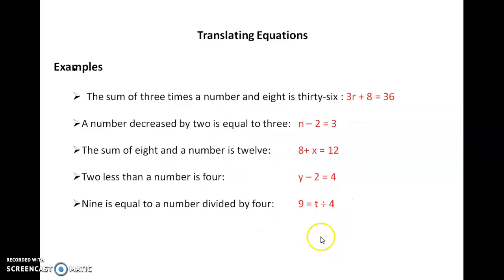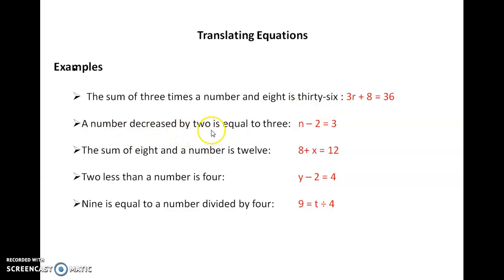Next, translating equations. Most of the time we may have to translate English sentences. We have to form and convert that into equations. So we just see: the sum of 3 times a number and 8 is 36. So when the sum, that means addition, of 3 times a number. So assuming the number is r, 3 times of that is nothing but 3r and 8. So we're going to add this, 3r plus 8, and whenever "is" comes, that is nothing but equal to. So equal to 36.